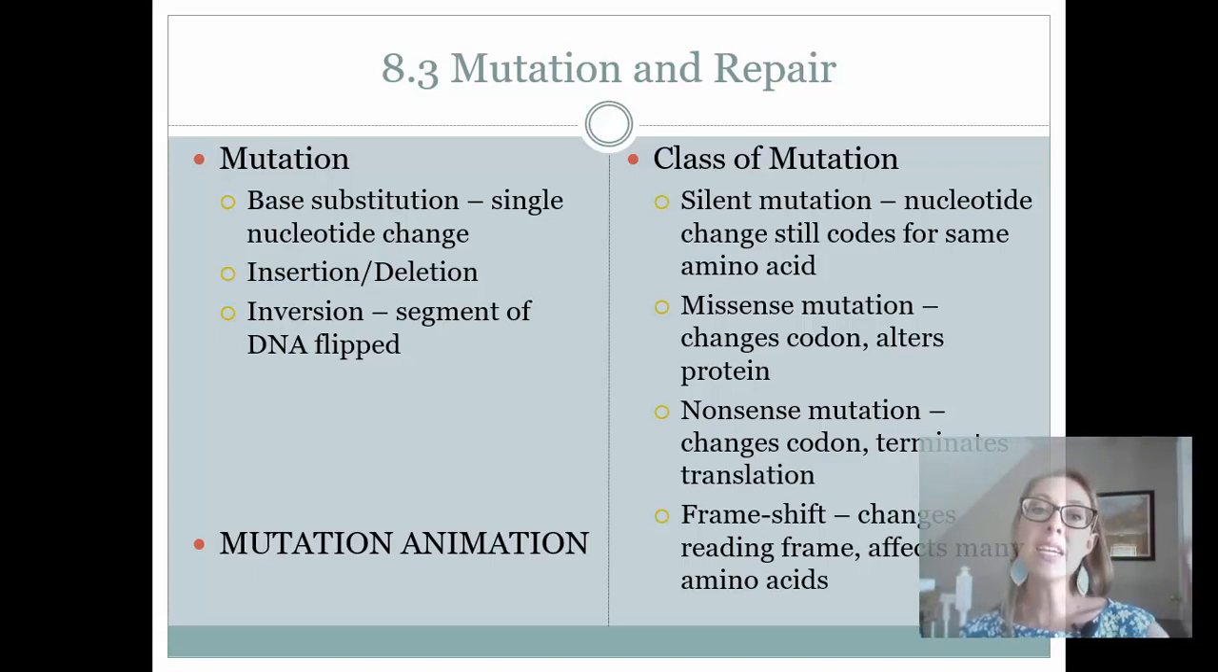So how does a change in the DNA ultimately change a protein? Well, we said that there were some instances where it might not. How does that work? By looking at the different types of mutations, the different types of changes to our DNA, we can look at different classes of their results. So how does this ultimately influence the protein that is going to be made?